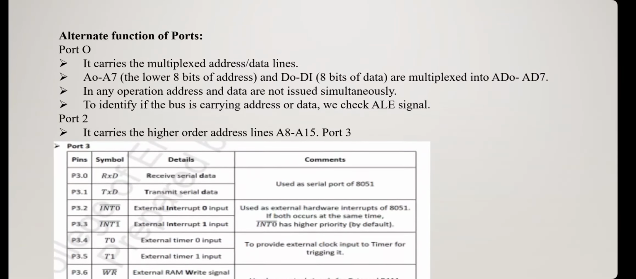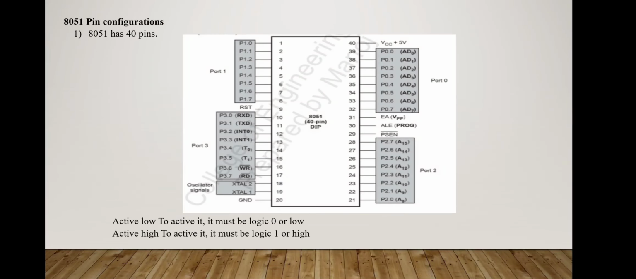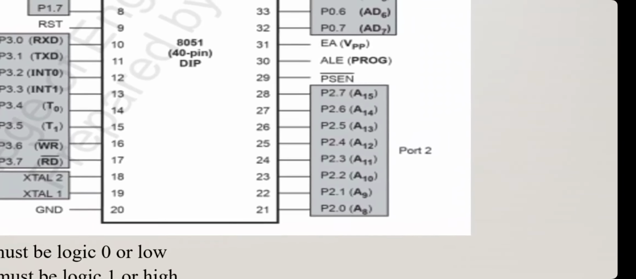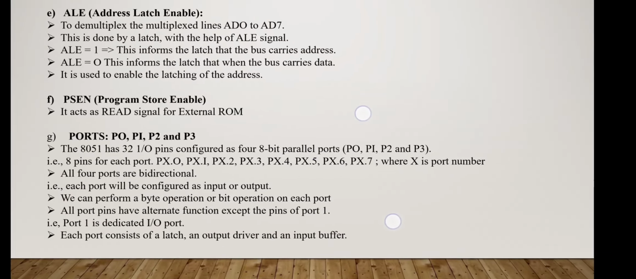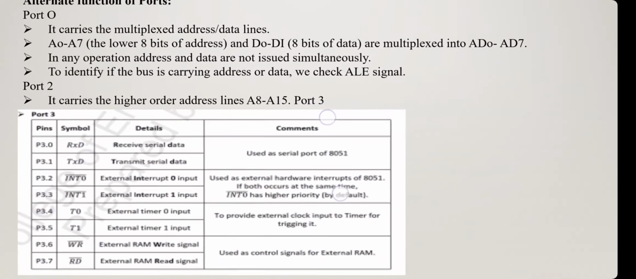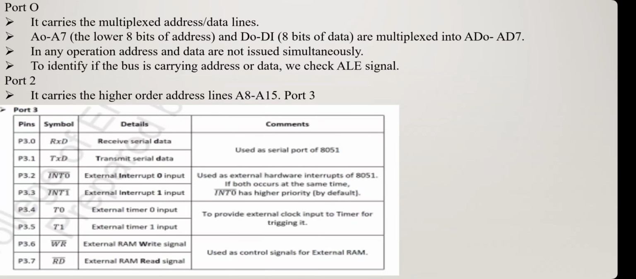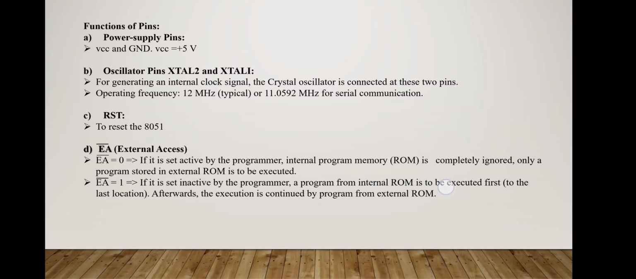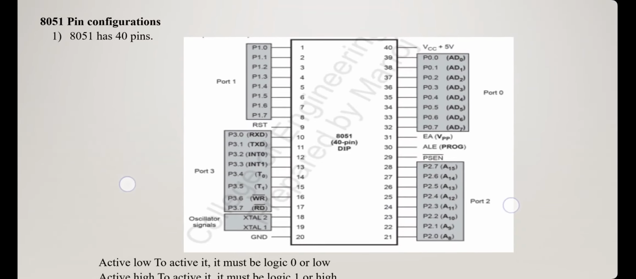Now port 2. What is the function of port 2? From this it is clear that port 2 not only acts as IO pins, but also carries address buses. Port 2 carries the higher order address lines A8 to A15, and it is also used to transmit and receive data. Then port 3. In port 3, each pin has its own function, so it is multifunctional. In port 3, from P3.0 to P3.7, each pin has a different function.